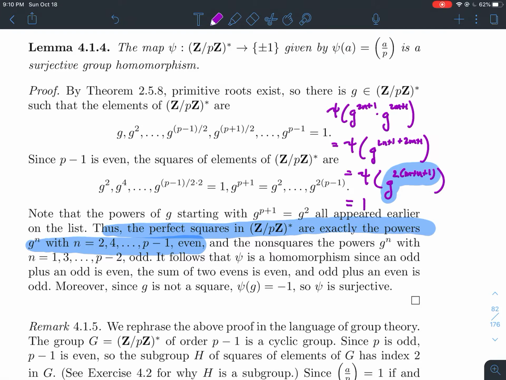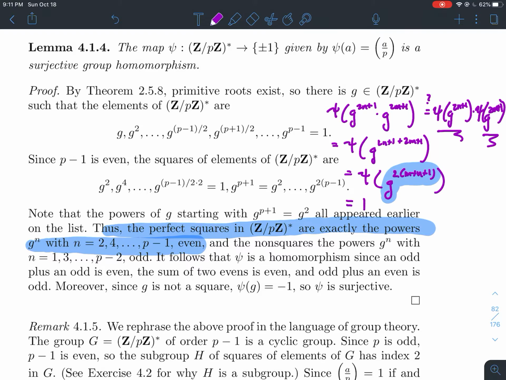Now, what does this have to do with being a group homomorphism? What we're going to check now is, is this the same thing as if I applied psi to each of these powers of g separately? And if it's a group homomorphism, then they have to be the same. So maybe I'll put a little question mark over here. Is that the same thing as psi of g to the 2m plus 1 times g to the 2n plus 1? So what if I apply psi to each of these two elements separately? I need to make sure I get 1 in order to say this is a group homomorphism.